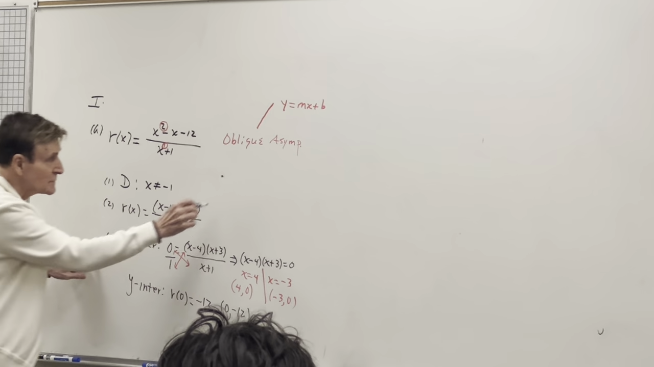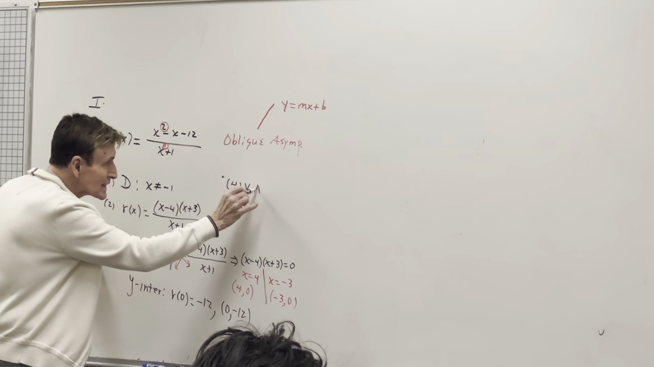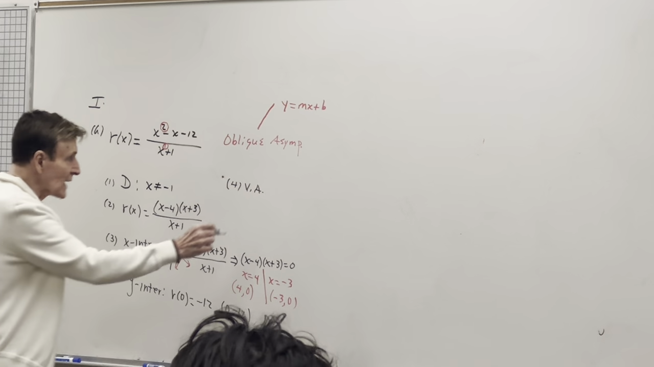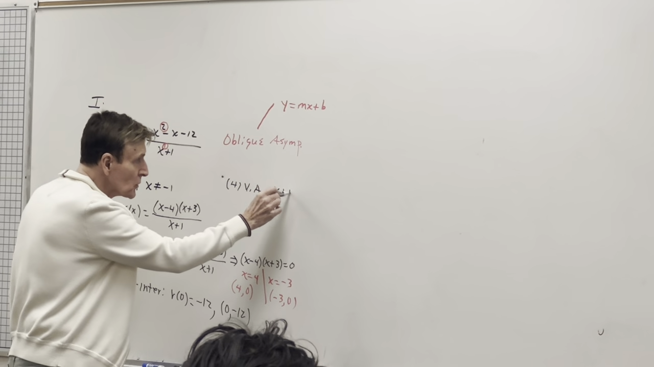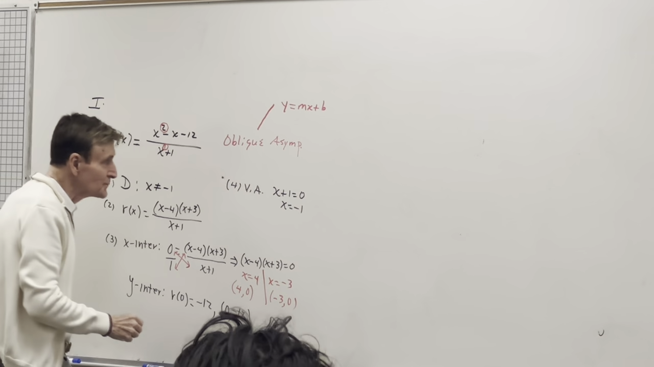Number 4, if there are any, I'm looking for vertical asymptotes. Now, how does one find those? Set the denominator equal to 0. So that's x plus 1, that will determine my location. So I have one vertical asymptote.